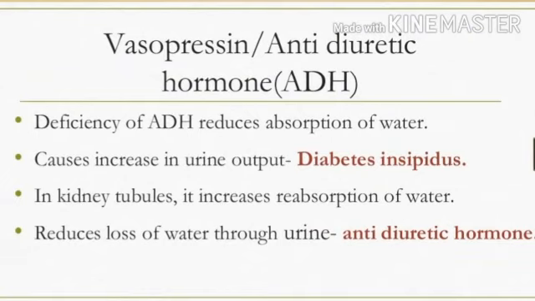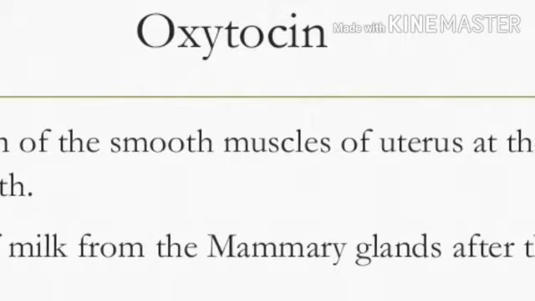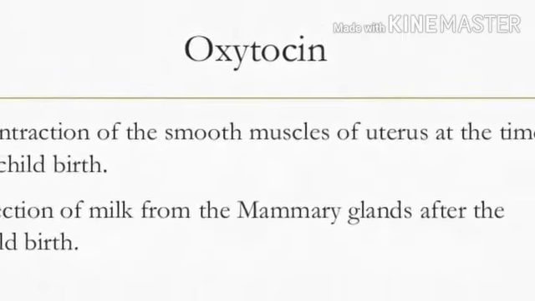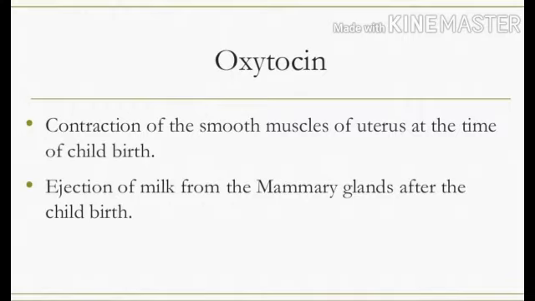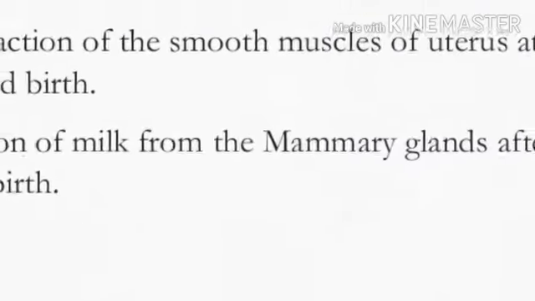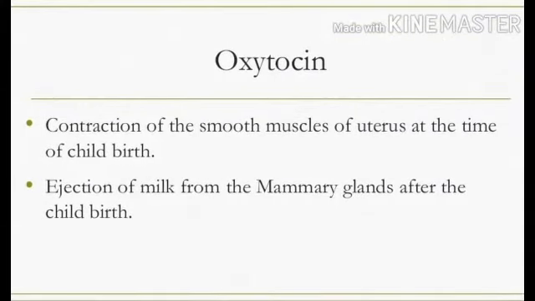And the last hormone is oxytocin. Oxytocin helps in the contraction of the smooth muscles of uterus at the time of childbirth. So at the time of childbirth, it will contract the smooth muscles of the uterus. And the second function is it helps in the ejection of milk from the mammary glands after the childbirth.